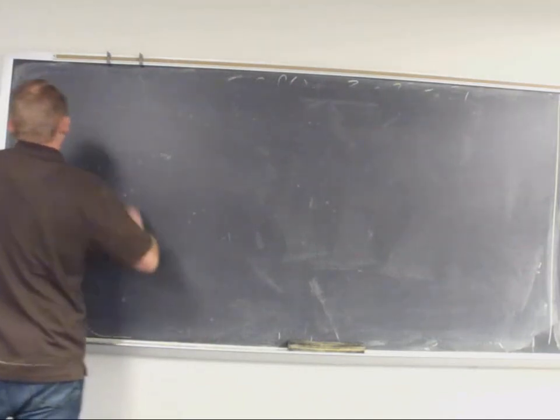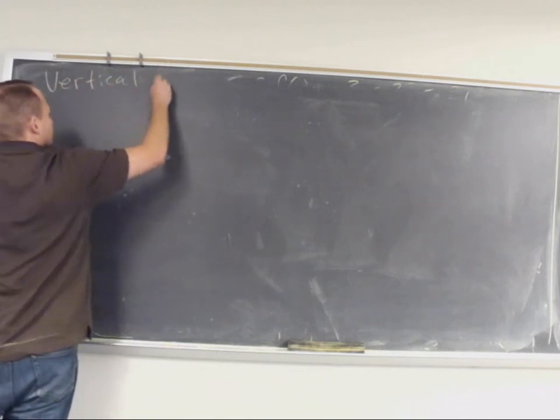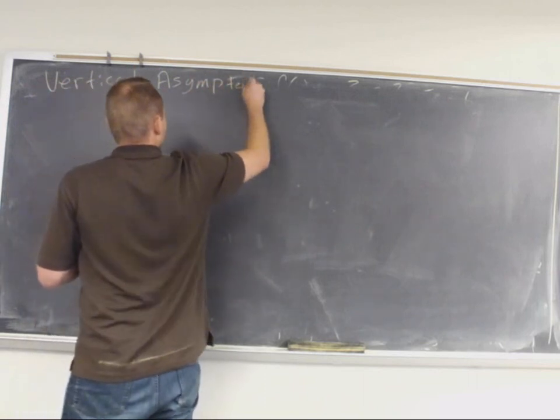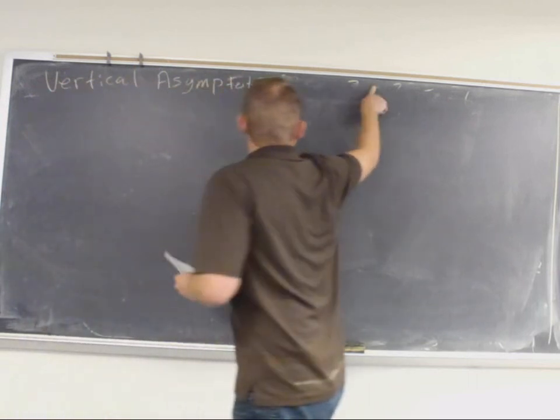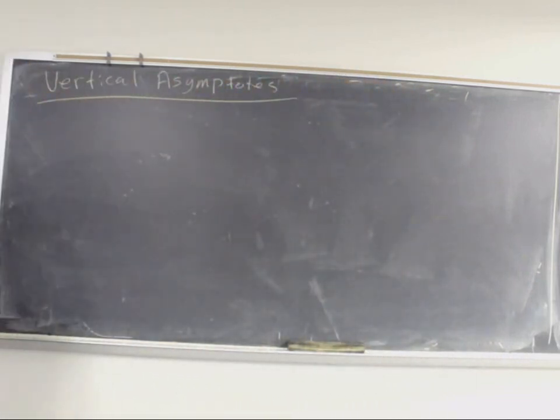So we're going to look at vertical asymptotes. This is how you spell it. So vertical asymptotes are very similar to finding the domain, and specifically the domain of a rational function.